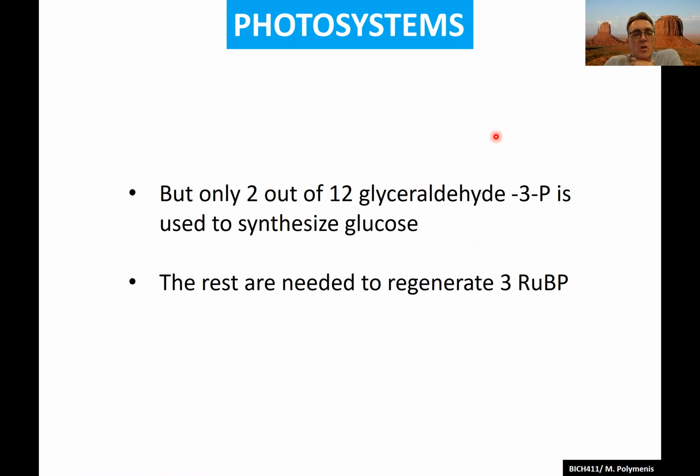So this is how you get glucose, but only 2 out of the 12 glyceraldehyde 3-phosphates is used to synthesize glucose. We made 2 glyceraldehyde 3-phosphates from the Rubisco reaction, and it's only those 2 that are actually used to make glucose. The rest, why do we need them? The rest, you need them to regenerate the 5 carbon units so that Rubisco can work again.